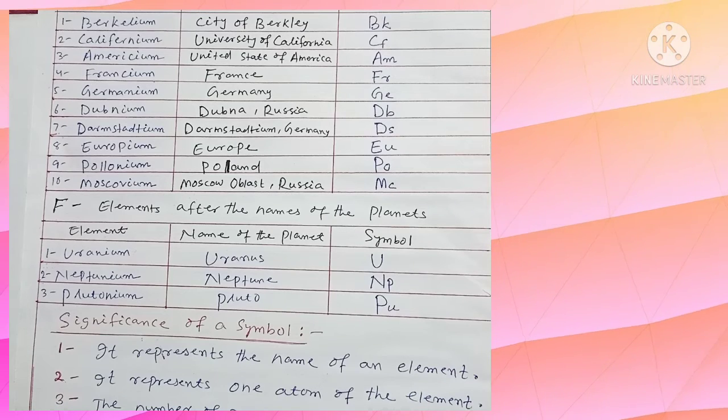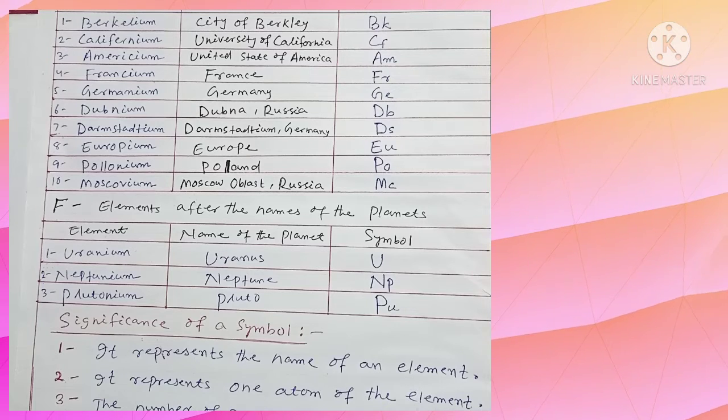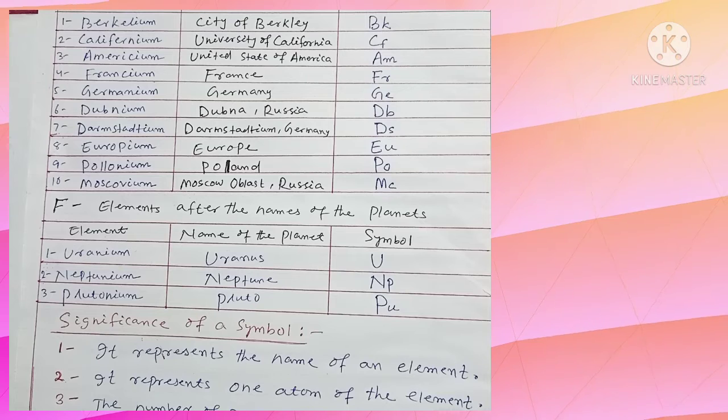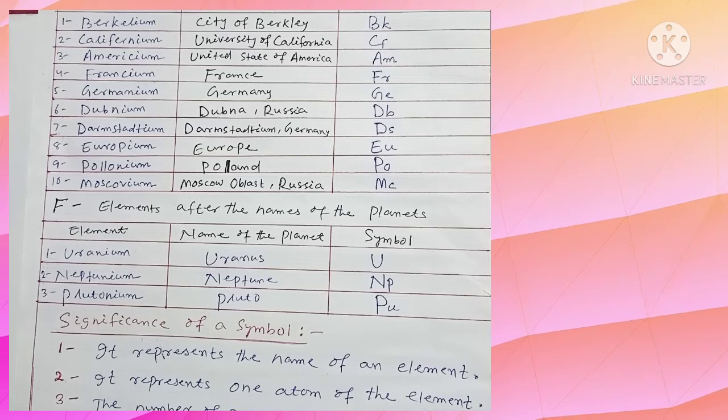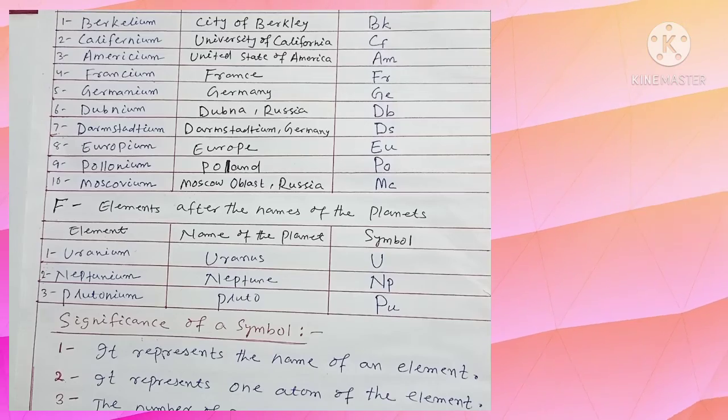Next, elements named after the planets. So, element, name of the planet, symbol. Uranium, according to planet Uranus, U. Neptunium, according to planet Neptune, it is Np. Plutonium, according to planet Pluto, it is Pu.